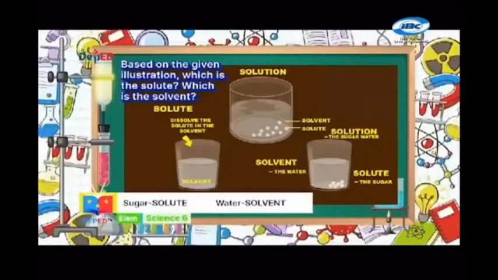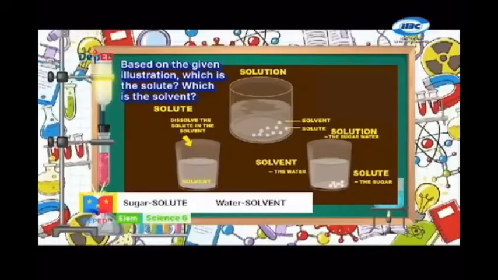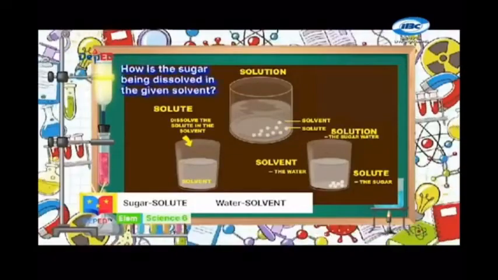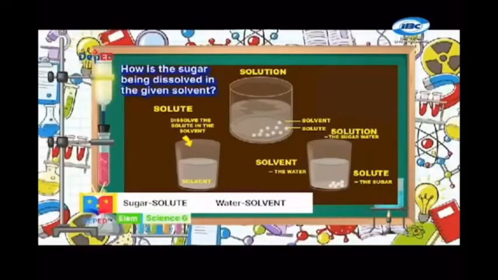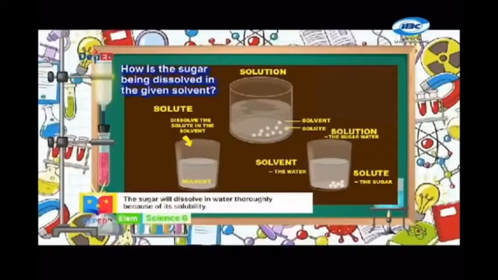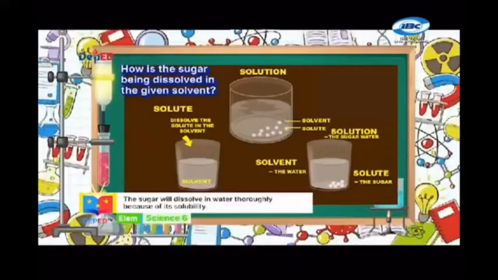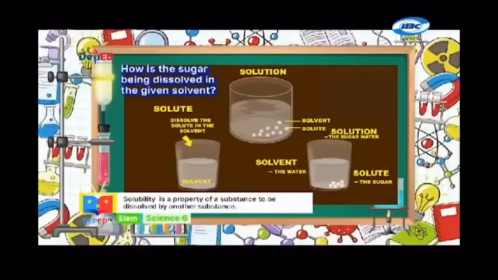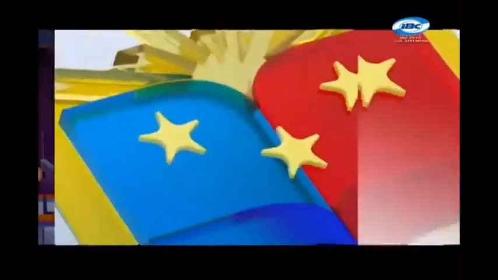The correct answer is sugar as the solute and water as the solvent. How is the sugar being dissolved in a given solvent? The sugar will dissolve in water thoroughly because of its solubility. Solubility is a property of a substance to be dissolved by another substance.